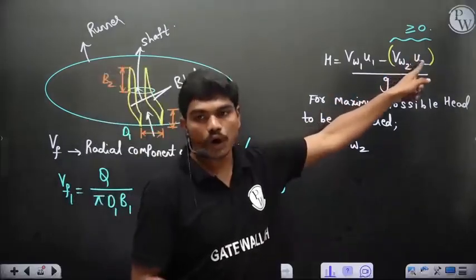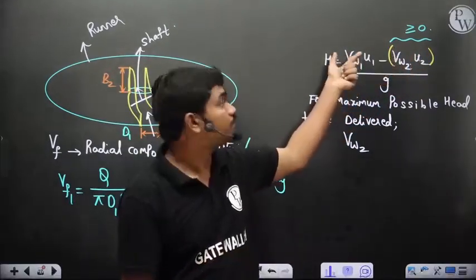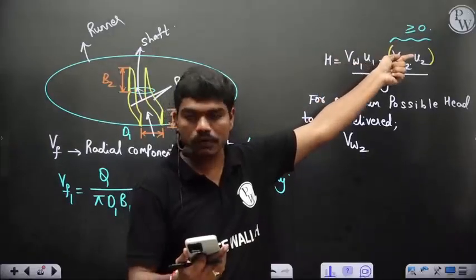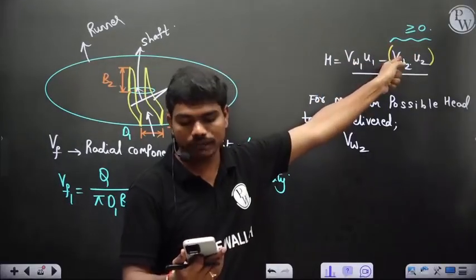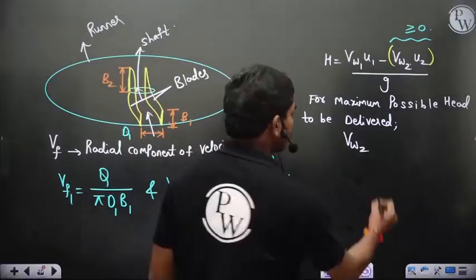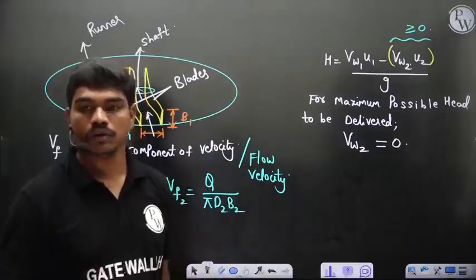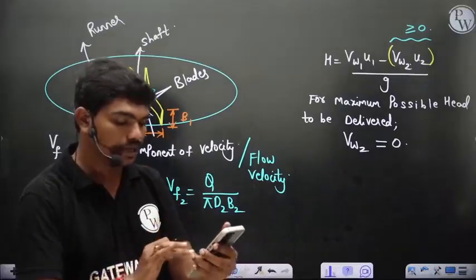This being positive is a loss for us, correct? Because it has to be subtracted from this first term. So it can be made equal to 0 or it can be positive. So what could be this value of VW2? It should be 0, correct? So this VW2 can be made 0. That's the maximum thing you can do to get the maximum possible head, of course.